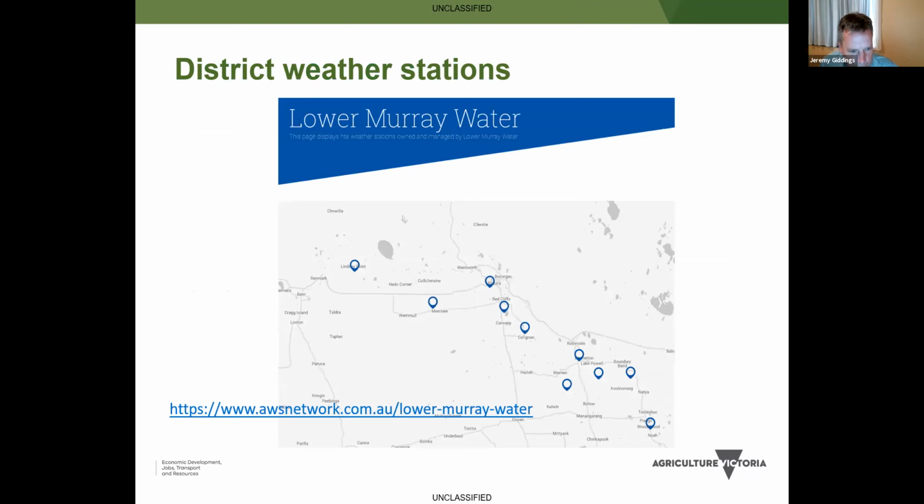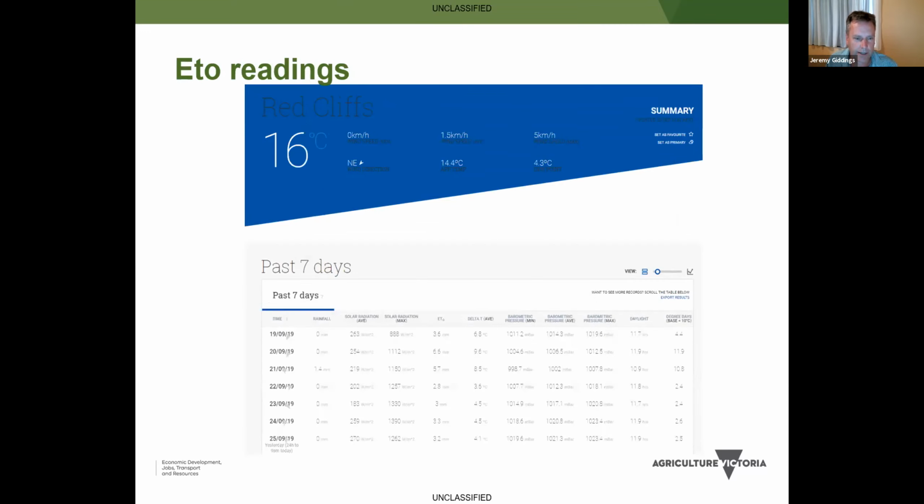Weather stations, most regions have a series of weather stations, and this is an example of one in the Mallee, supported by the Water Authority. Each of those blue teardrops represents a weather station, and that is public viewing, and you can have access. You go into those. Other districts have their own. Look up the ETO figures, and they are the ones that are available in this particular case. The Bureau of Met have their own now as well.